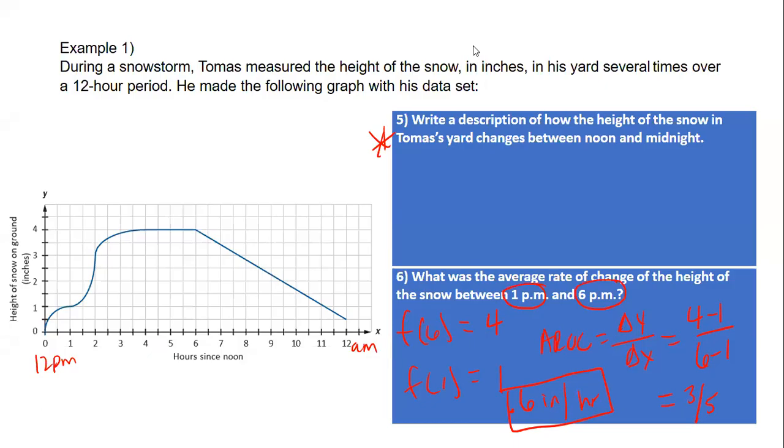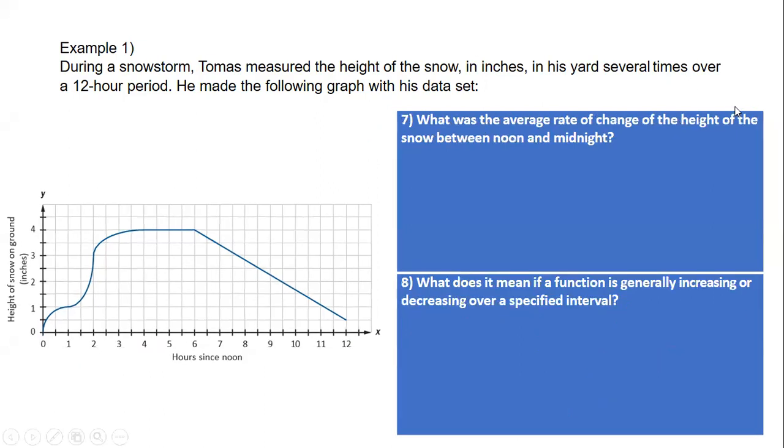Recapping what we did yesterday. Yesterday, we were analyzing Thomas's measurements of the snowfall, right? From noon to midnight. Agree? Last thing we found out was the average rate of change from 1 p.m. to 6 p.m. We're all good? Yeah? Okay, next.